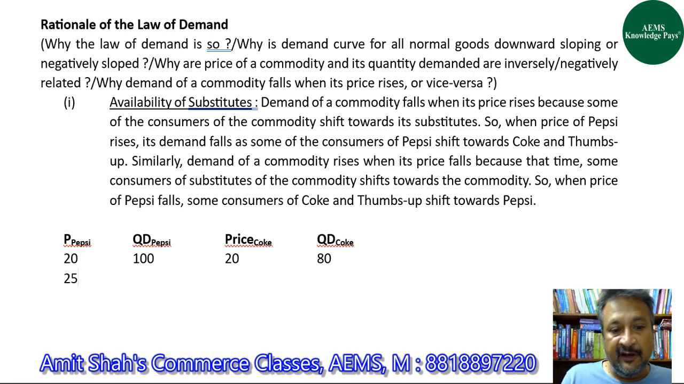Now, price of Pepsi, if rises to 25, demand of Pepsi will decrease and let's say become 70. Why? Because some of the consumers of Pepsi now have shifted towards Coke. So this is how demand of Pepsi has fallen from 100 to 70 and demand of Coke has risen from 80 to 110. Why? Because some of the consumers of Pepsi have shifted towards Coke because price of Coke has not changed. I hope you have got this.